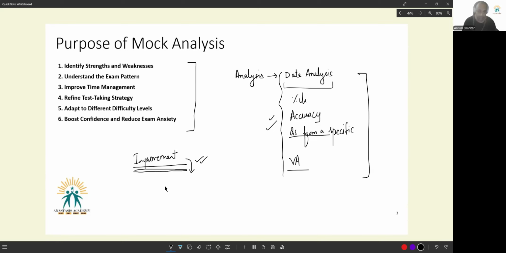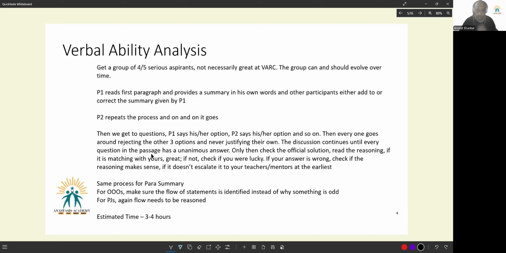With that in mind, let's get to individual section analysis. For verbal ability, VARC, the entire section. See, VARC, the biggest challenge is in case you misread something or misinterpret something, if you were analyzing it alone, most likely you are going to misread it again and misinterpret it again and misunderstand it again.